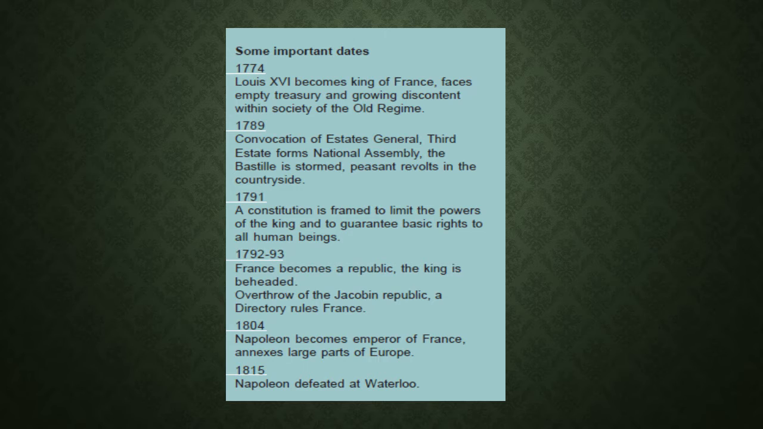Another important date is 1789. This year is very important. The Convocation of the Estates General, the Third Estate forms the National Assembly, the Bastille is stormed, and peasants revolt in the countryside. So a body known as the Estates General was formed. You already know what the Estates General body is and who its members are.